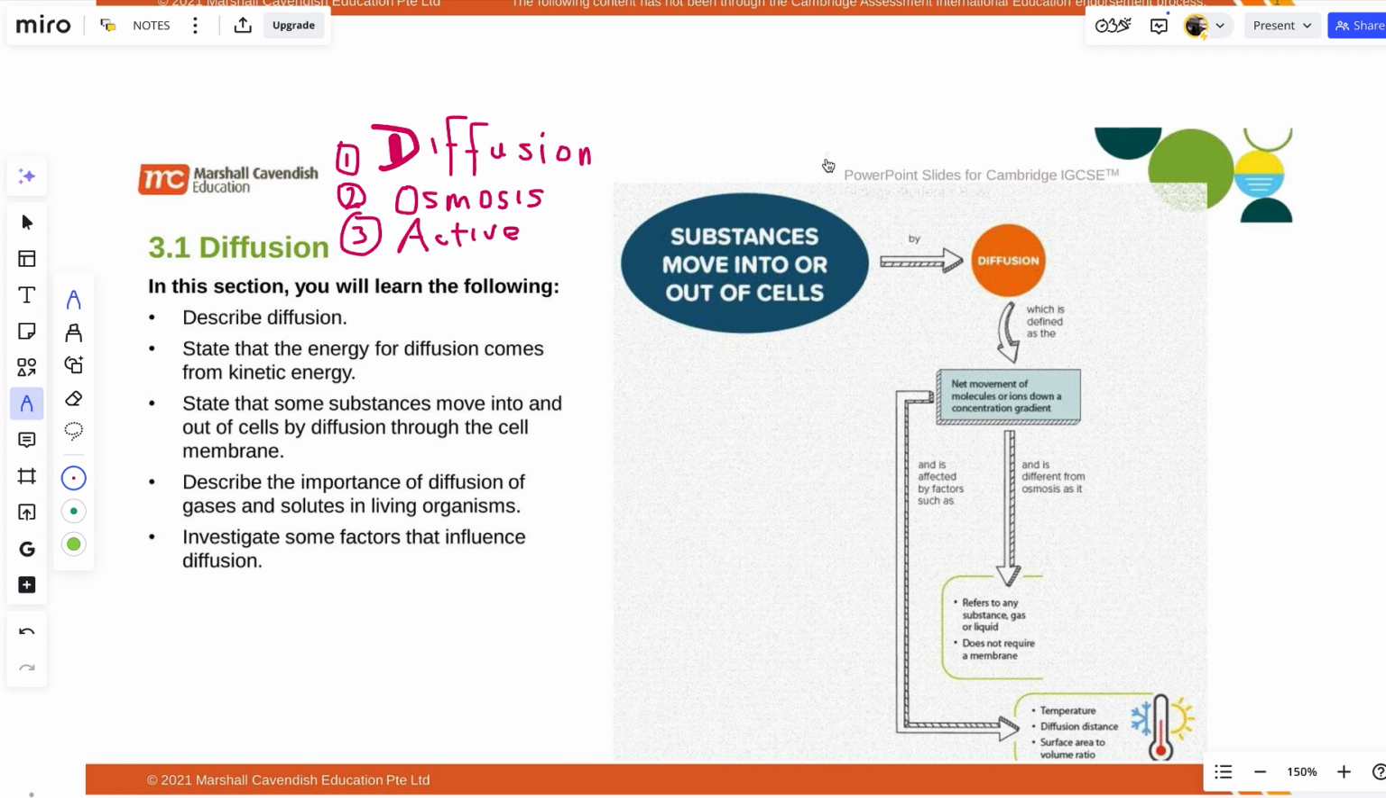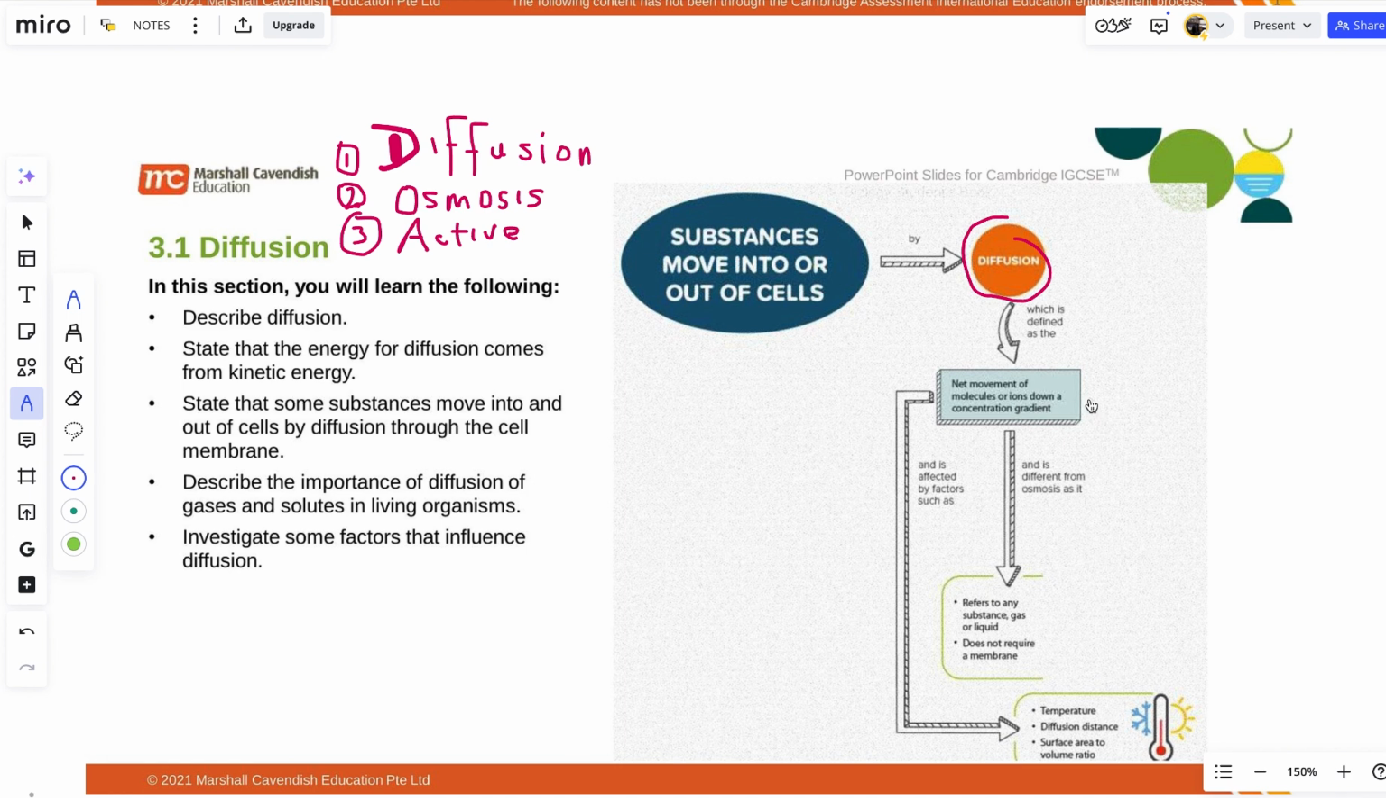Substances can move into a cell, or substances can move out of a cell, of a plant, of an animal, any cell, whether it's a bacterial cell, an animal cell, or a plant cell. Substances can go into the cell, and substances can go out of the cell by a process known as diffusion. And diffusion is defined as the movement of molecules or ions down the concentration gradient.